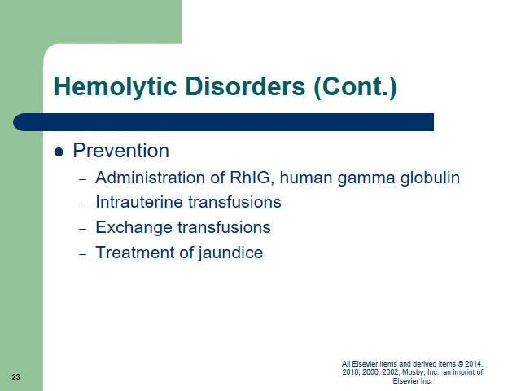Prevention is to administer the RhoGAM for the RH factor, and as I mentioned, transfusions may happen, and treat the jaundice.